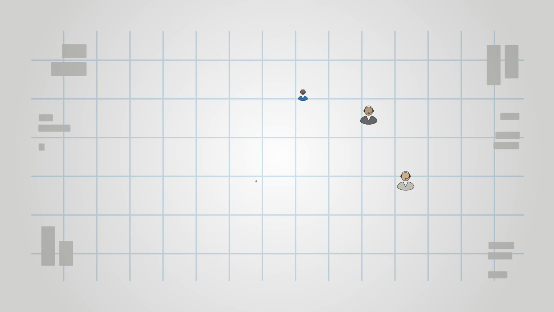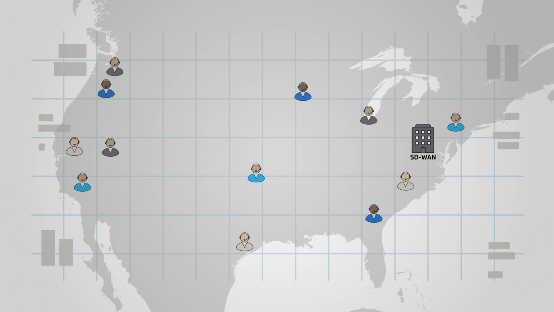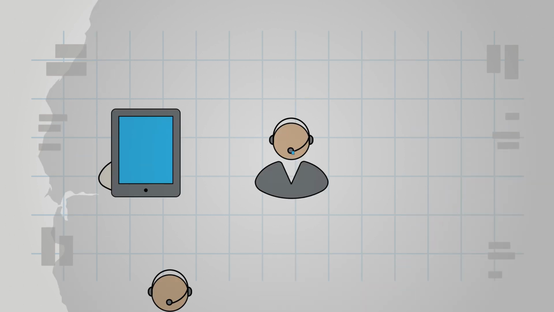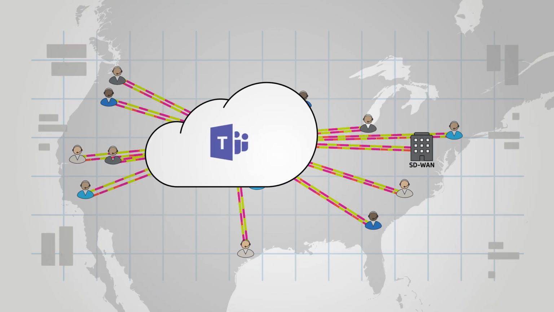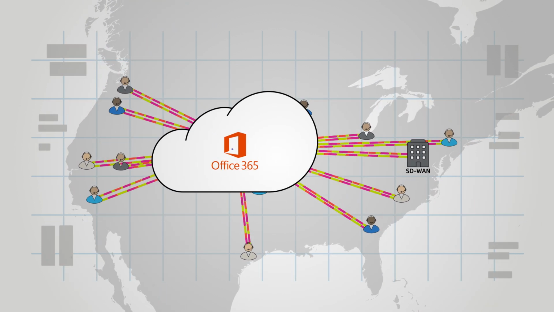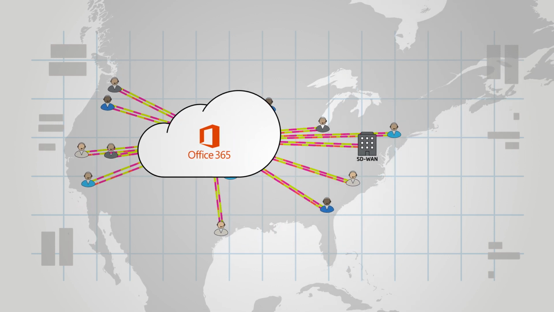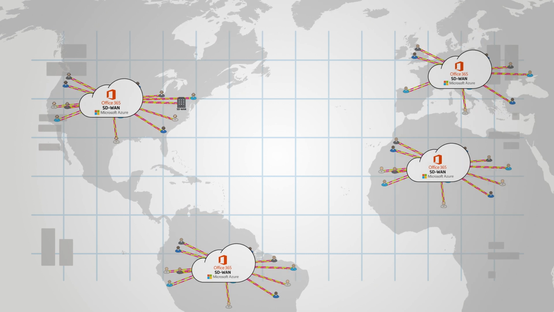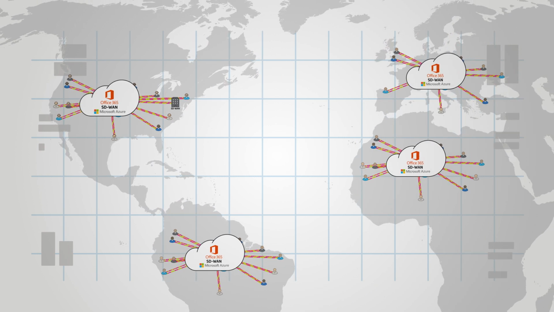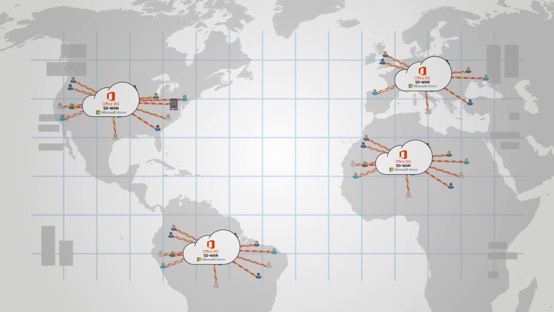Citrix is committed to delivering a high-definition Teams experience for every user, including branch workers. Citrix SD-WAN integrates with Teams to eliminate call interruptions and reduce jitter and latency by directly routing Teams traffic from the branch to Office 365. And adding an SD-WAN virtual appliance in Azure creates reliable connectivity, eliminating call interruptions and reducing jitter and latency.